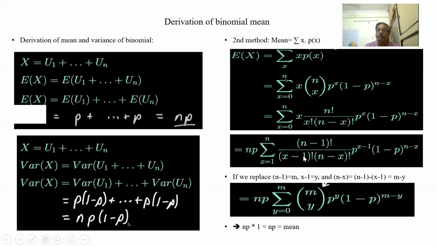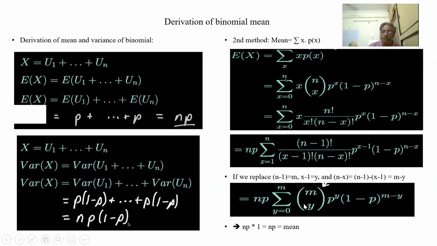You understood what I have done here? I have removed x, and x is already cancelled, so n and p are taken out. The rest I have proved is 1 because the sigma of all probabilities over 0 to m trials, in an m-trial binomial distribution, is 1. So it is np into 1.